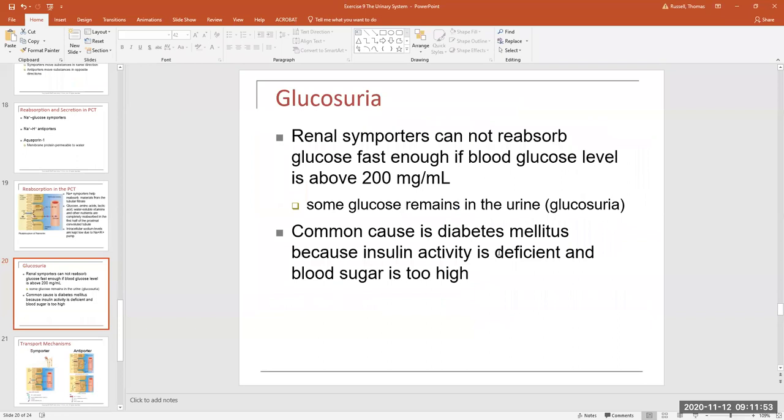Here's where I talk about glucosuria. That's where your blood sugar is too high. If it's up to 200, that's way, way, way high. On average, it should be around 100. 80 to 120 really is okay, but it should be around 100.